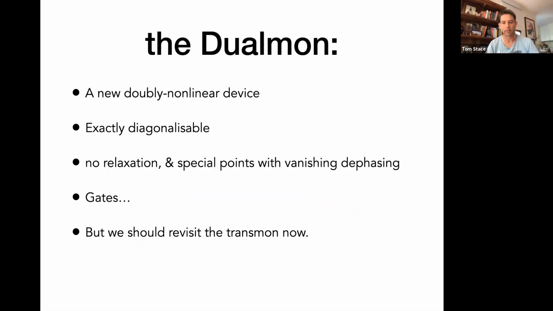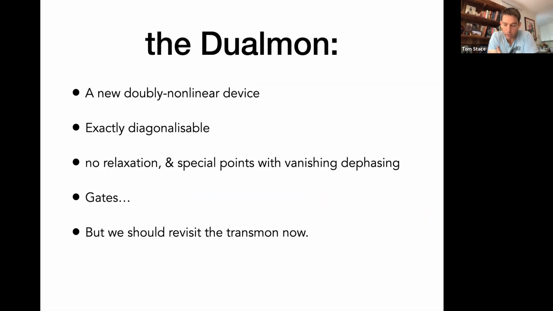And so that's the Dualmon. So it's a new doubly nonlinear device. That is, it's nonlinear in both the charge and the flux. It's exactly diagonalizable. And it has these special points, these critical points, where the gradient of the energy landscape vanishes. And at those points, dephasing is rejected at linear order.